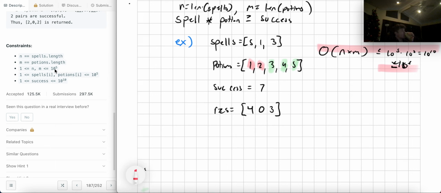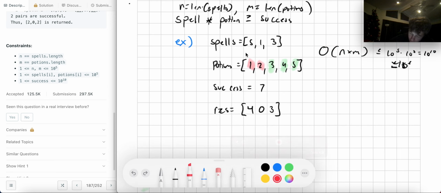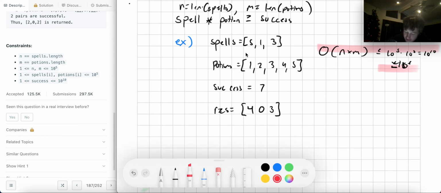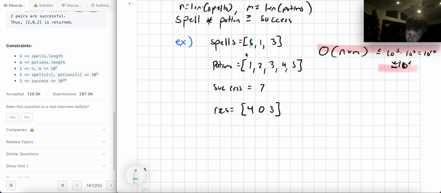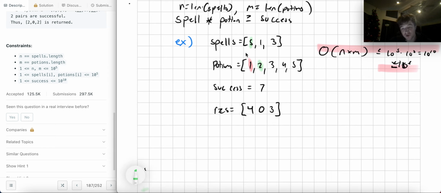Okay, now, since this is already sorted, what's something interesting that happens here? In this particular situation, the potions are already sorted. And the thing that's interesting about it is when you look at 5, right? When I look at 5 and I say, okay, does 5 work with 1? No, it doesn't. Does 5 work with 2? Yes, it does, because 5 times 2 is 10, which is greater than 7.